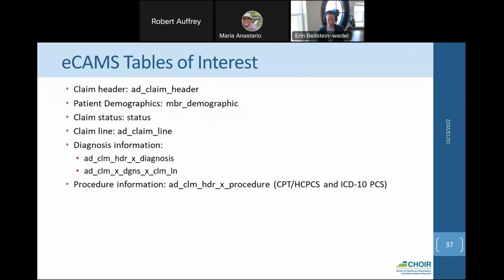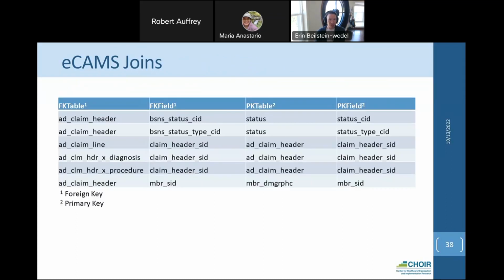And here I have the tables that you're probably mostly going to focus on using in eCAMS. Again, similar to how I did it for CCRS. It's mostly for reference for you guys. And then how to join those tables together.